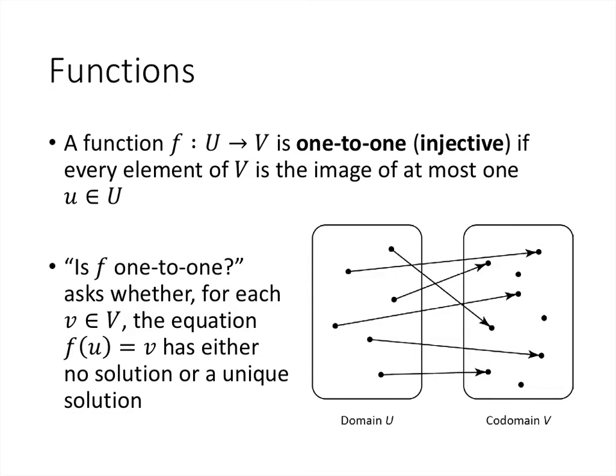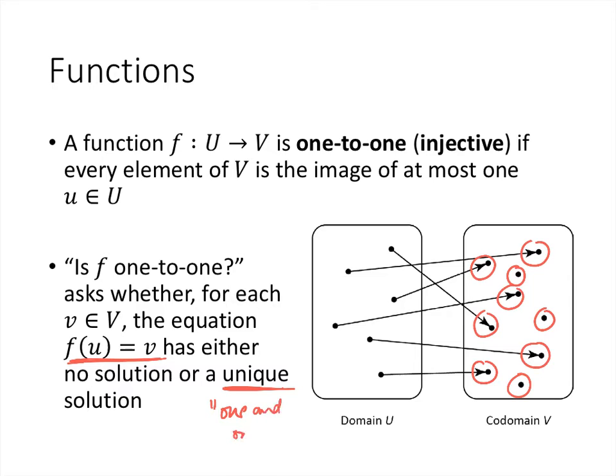Another property that some functions have is that the function might be one-to-one, or in other words, injective. And that's true if every element of the codomain is the image of at most one element in the domain. In other words, every element in the codomain has at most one arrow pointing to it. So either 1 or 0 arrows pointing to every element in the codomain. And so another way to think about what one-to-one means is to again look at the equation f of u equals v and ask whether that equation has either no solution or a unique solution. And again, that word unique just means one and only one.